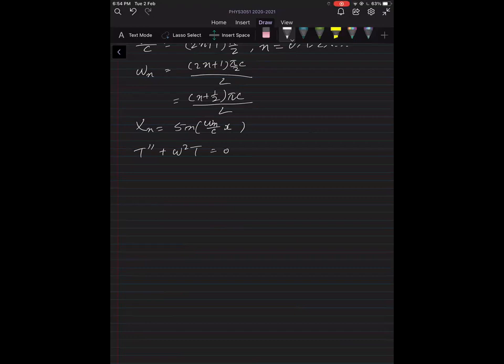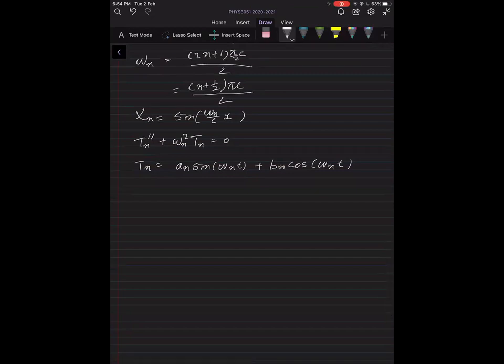Then for each eigenvalue, we have a corresponding temporal solution. And the general solution is A_n sine omega n t plus B_n cosine omega n t.